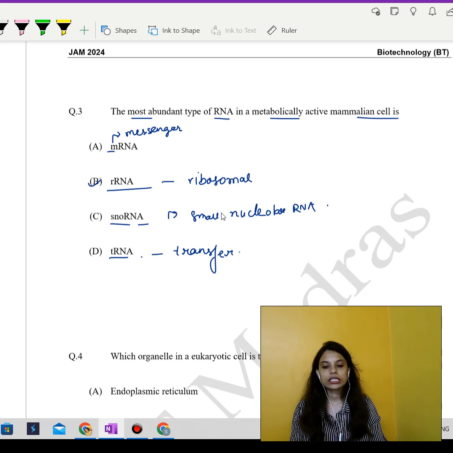Due to their constant activity in protein production, ribosomes and their RNA components are highly abundant in metabolically active cells. So finally, we can say that rRNA takes the crown for the most abundant RNA type in these settings. Moving over to the next question.